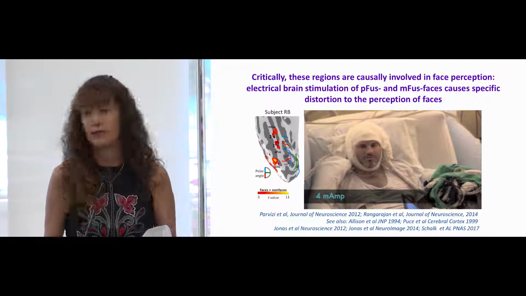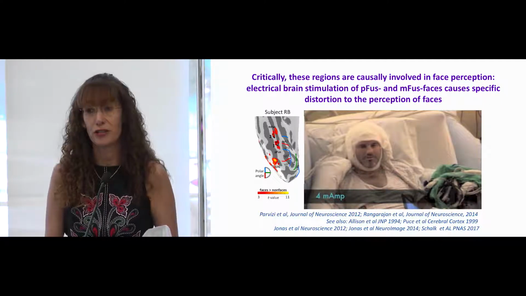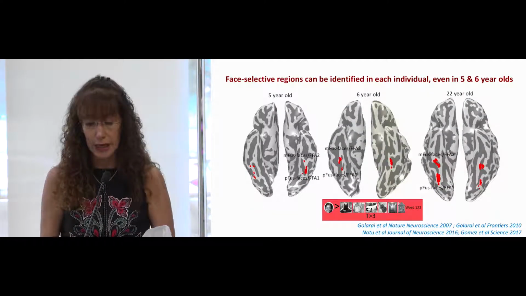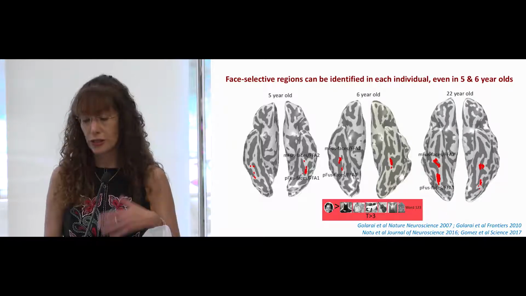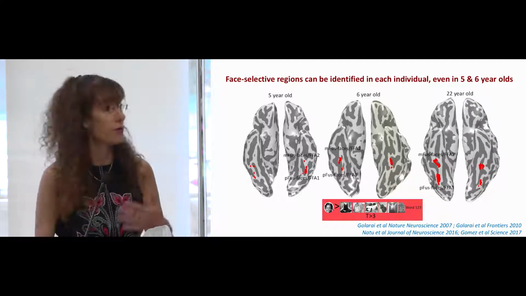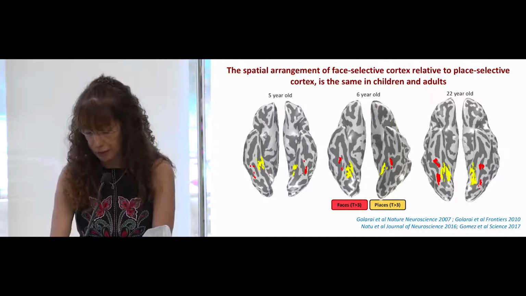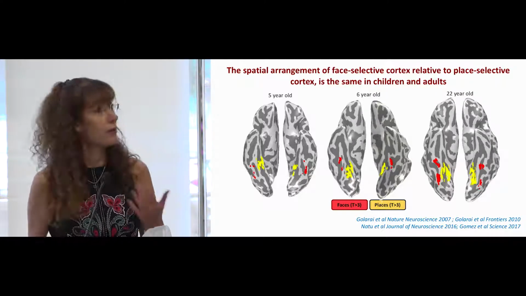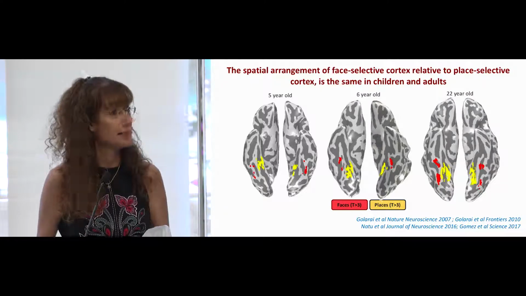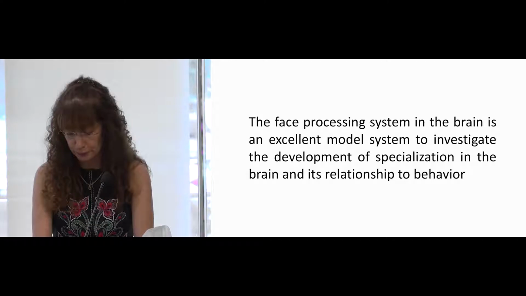Now, we can localize these face-selective regions within individual participants, and we can find these face-selective patches even in our youngest 5- and 6-year-old subjects. The spatial relations of these face-selective patches in children are similar to adults with respect to other category-selective regions, for example, place-selective regions shown here in yellow. So I will argue that the face processing system in the brain is an excellent model system to investigate the development of specialization in the brain and its relationship to behavior.